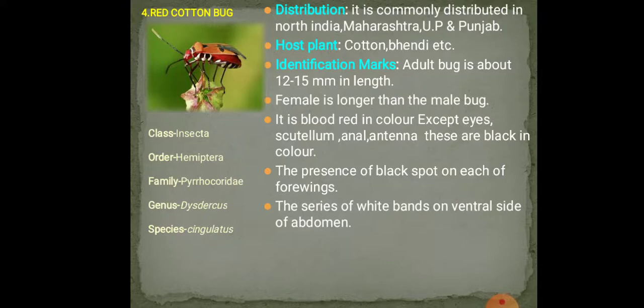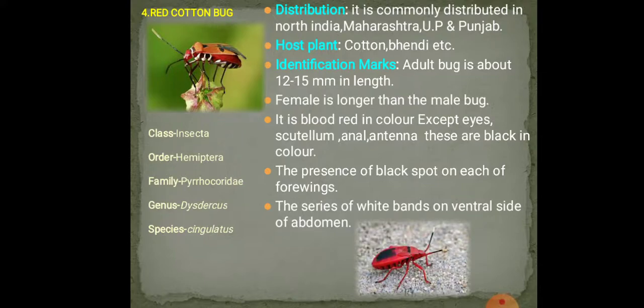It is blood red in color except the eyes and scutellum. The antennae are black in color. There is a black spot on each forewing, and a series of white bands on the ventral side of the abdomen.